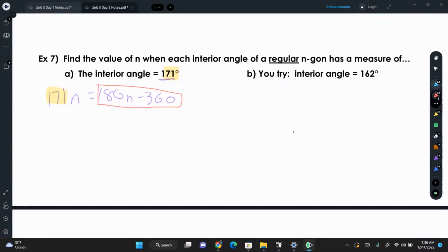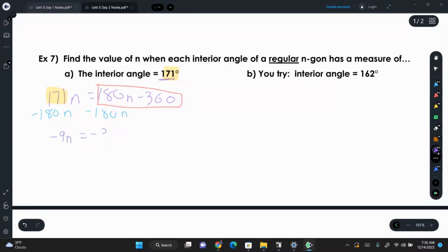So now we can solve this. We can subtract 180n from both sides. So what that gets us is negative 9n equals negative 360. And when we divide both sides by negative 9, n is equal to 40. So this is a 40-sided shape.